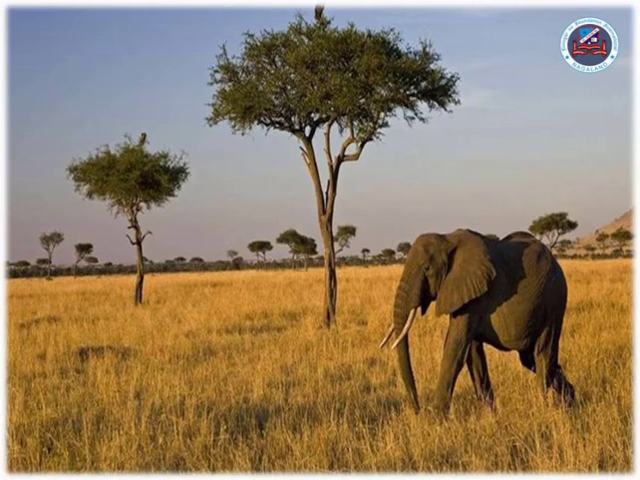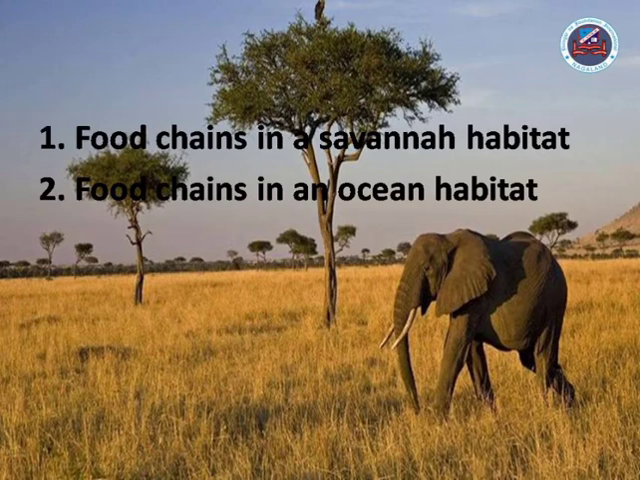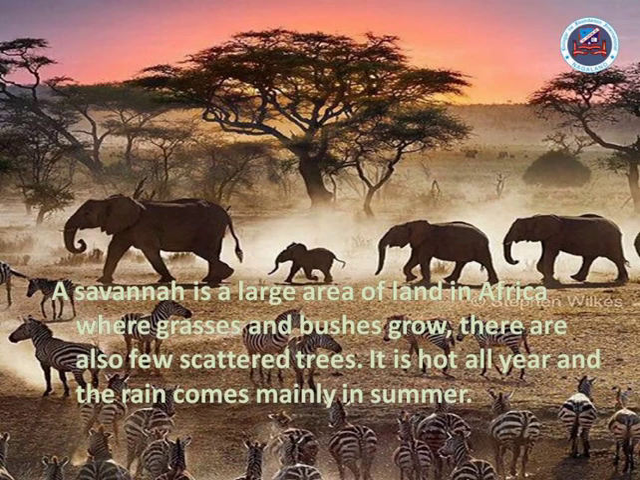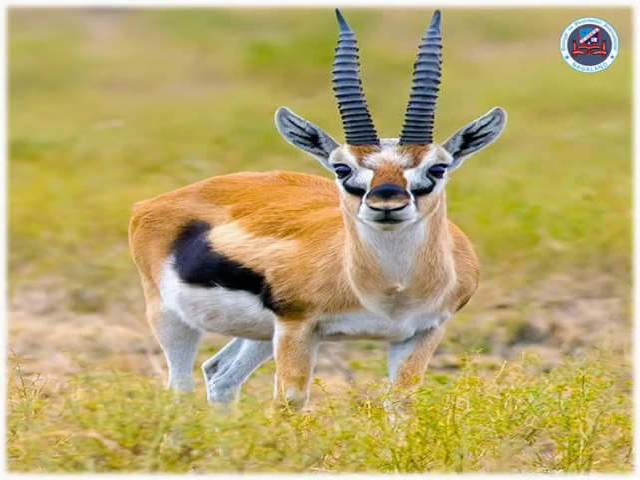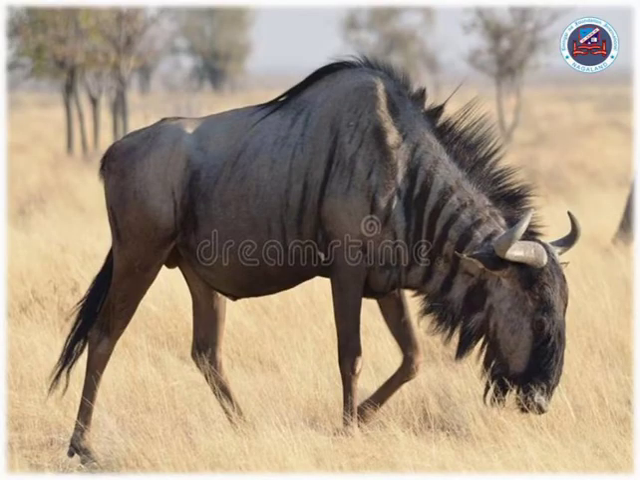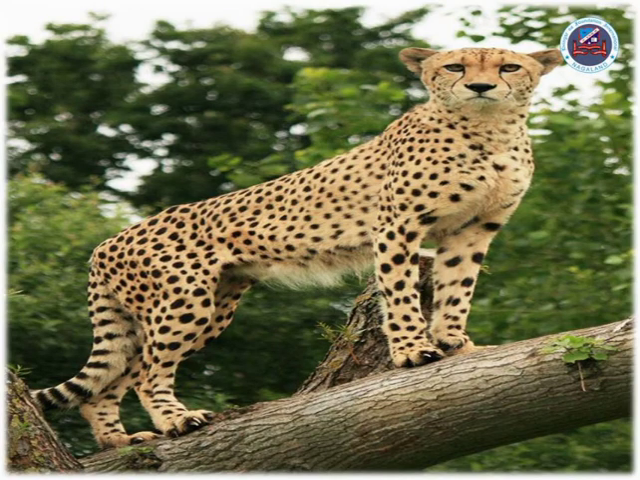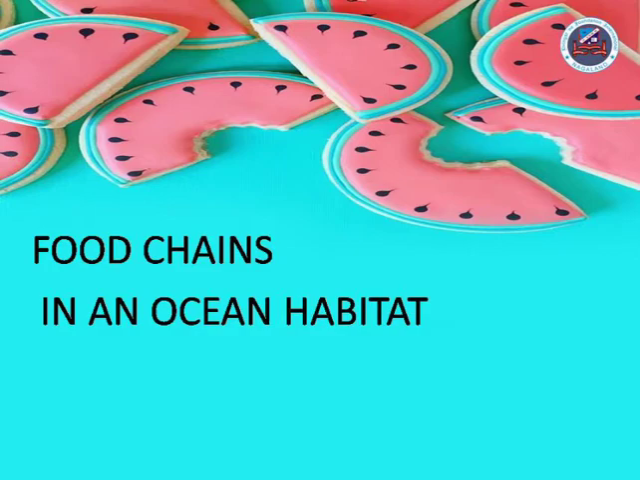Here, we'll be discussing two habitats, that is, food chain in a savanna habitat and food chain in an ocean habitat. A savanna is a large area of land in Africa where grasses and bushes grow. There are also few scattered trees. It is hot all year and the rain comes mainly in summer. Herbivores live there like zebra, gazelle, wildebeest that eat grasses, and also large carnivores like hyena, cheetah that eat the herbivores.